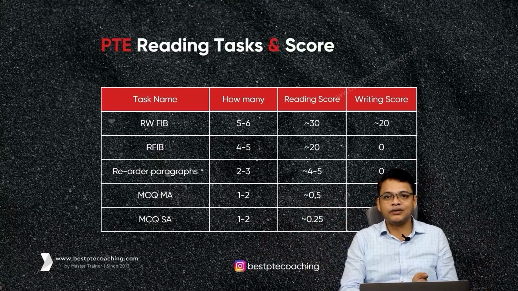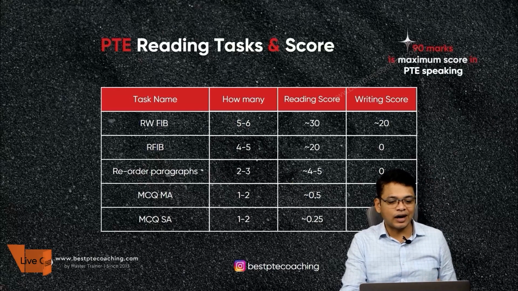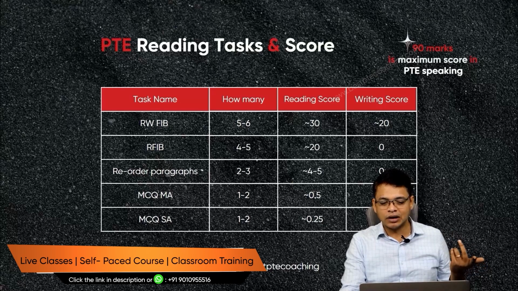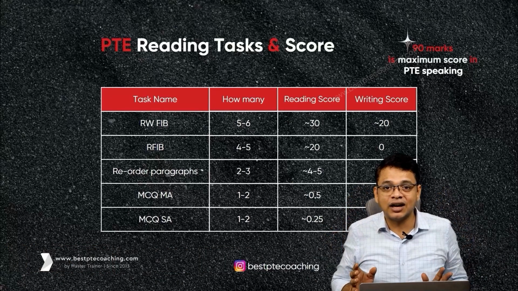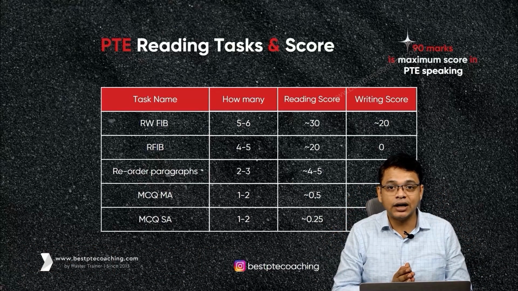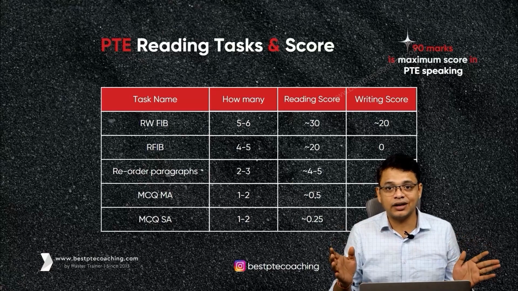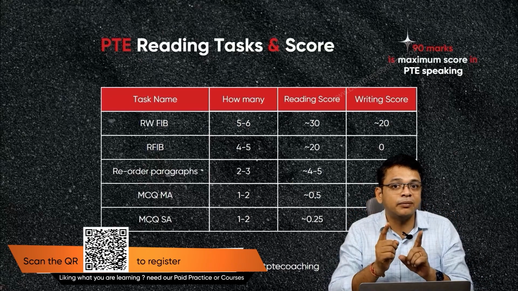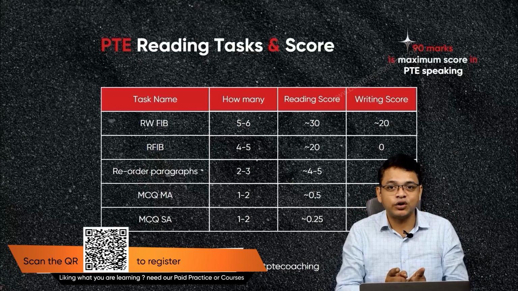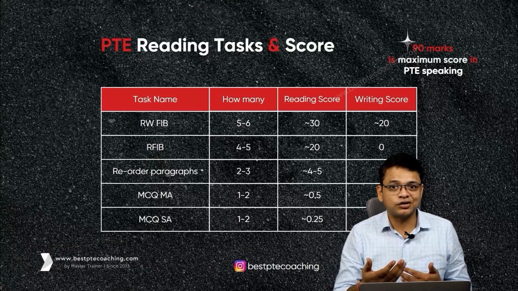The sequence of these tasks is not going to be the same in every exam. Some students start their test with reading fill in the blanks. Some students start their test with reorder paragraph. Some start with single answer. Some start with multiple answer. So the sequence of the tasks is not pre-decided in the PTE exam. So any task can come anywhere basically. The questions are not jumbled, only tasks are jumbled in the Pearson PTE reading module. So whichever way PTE presents you the questions, you have clarity, right?